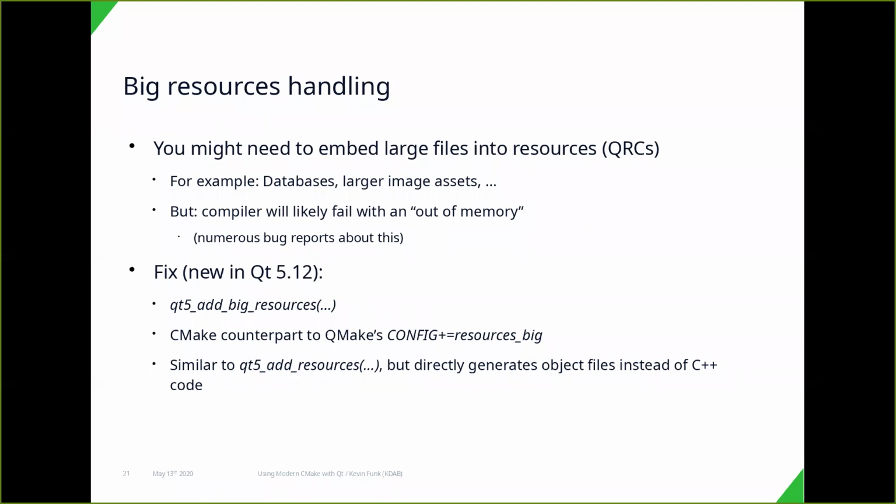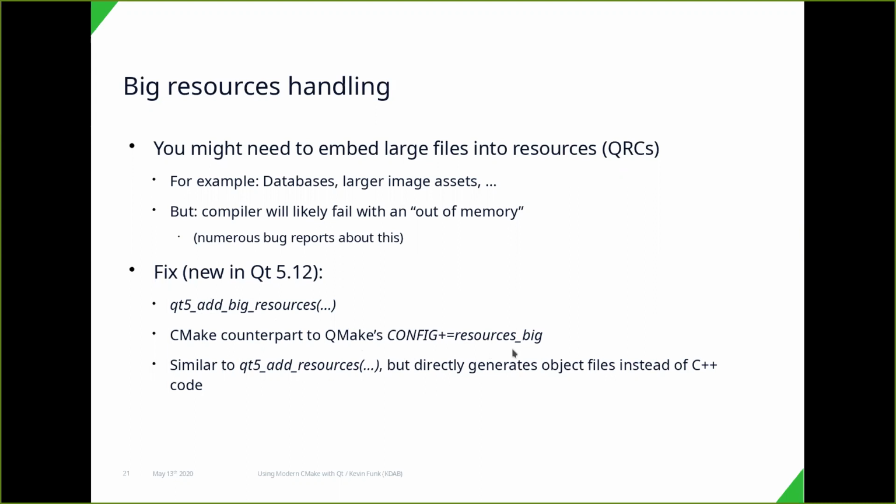And there are basically numerous bug reports about this, because the embedded files got larger and larger, and people fall into this trap. And actually, there's a fix in Qt 5.12 for this. There's a new function called qt5_add_big_resources. And this is basically the counterpart to CMake's CONFIG += resources_big.